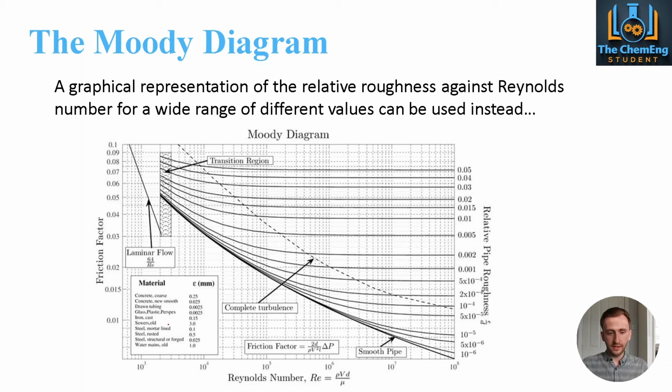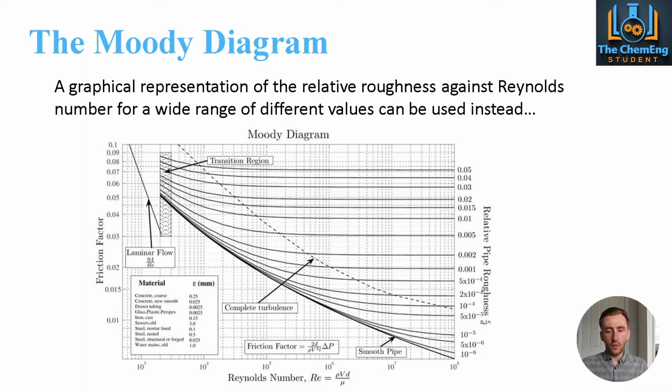Now we have a choice of different materials. It gives us a key. So this is your roughness value. Your relative roughness is the roughness of the material divided by the diameter of the material as well. So that's basically how rough is your pipe, because the rougher the pipe is, the more frictional losses you're going to experience within the system.